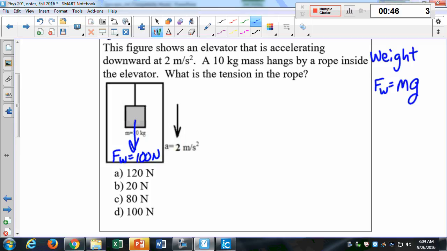I'm going to outline on the side here the steps that you'll go through, and then I'll let you go through the steps on your own. But let me show you the steps here. The first is draw all the forces.